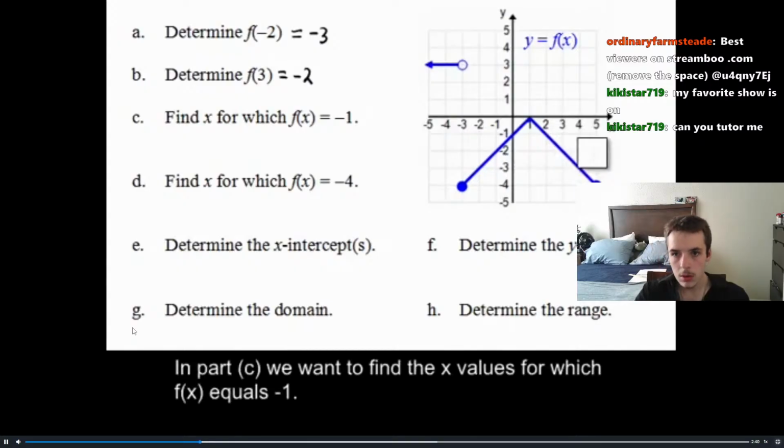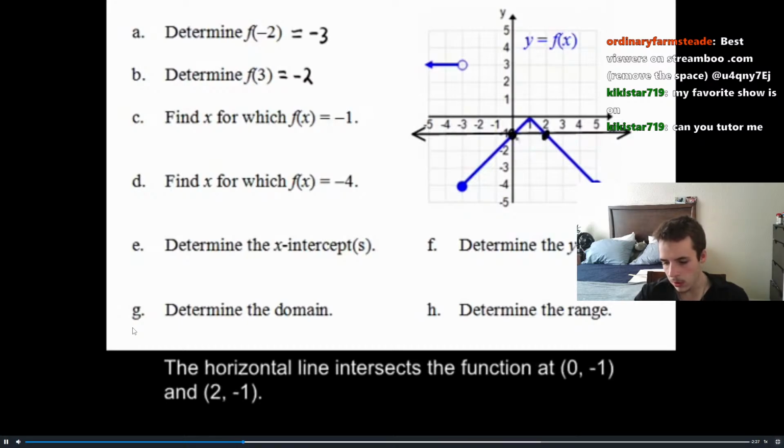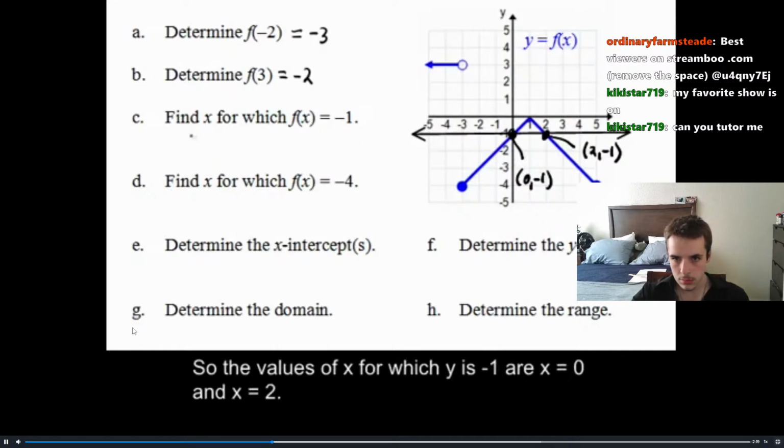In part C, we want to find the values of x for which f of x equals negative 1. What we're going to do is draw a horizontal line through y equals negative 1. Find x for which the horizontal line intersects the function, at 0 comma negative 1, and 2 comma negative 1. So the values of x for which y is negative 1 are x equals 0 and x equals 2.